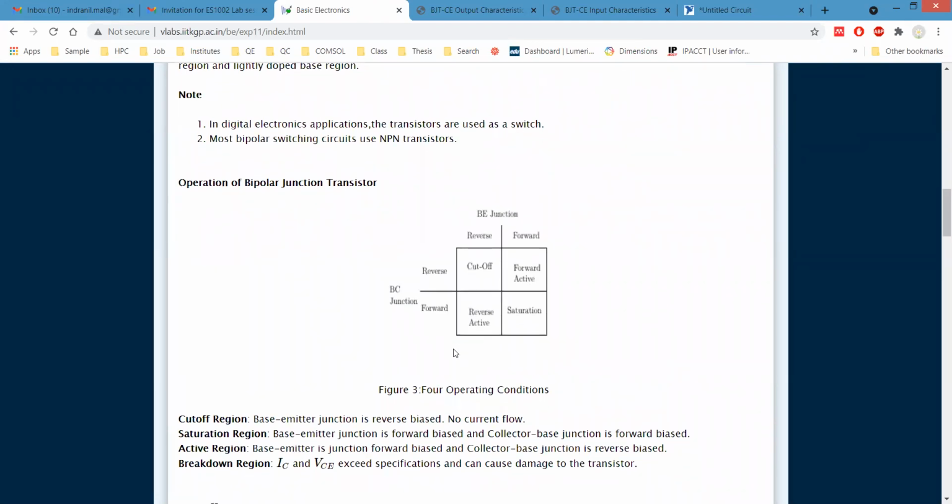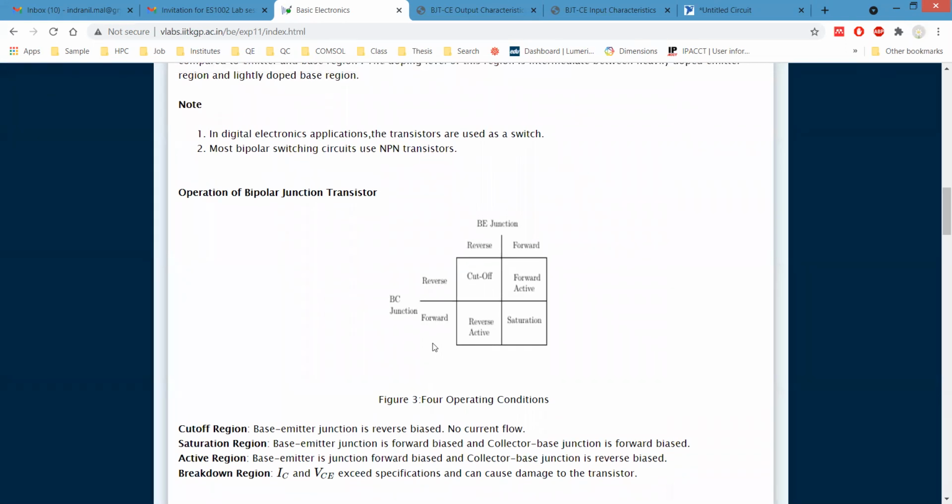For the operating condition, right now we have studied that there are three modes of operation, similar to the two-port model, depending on which terminal you want to make common to fit it into that two-port model. In each mode of operation you can have four operating conditions. As you can see, there are two diodes.